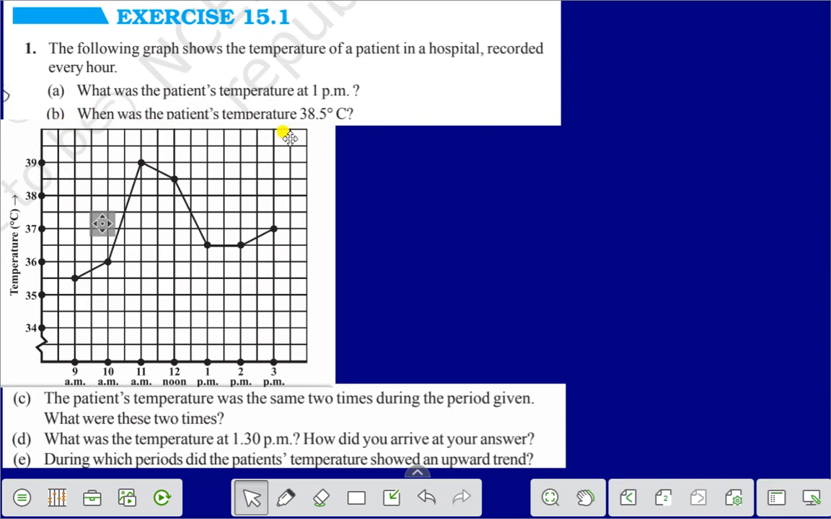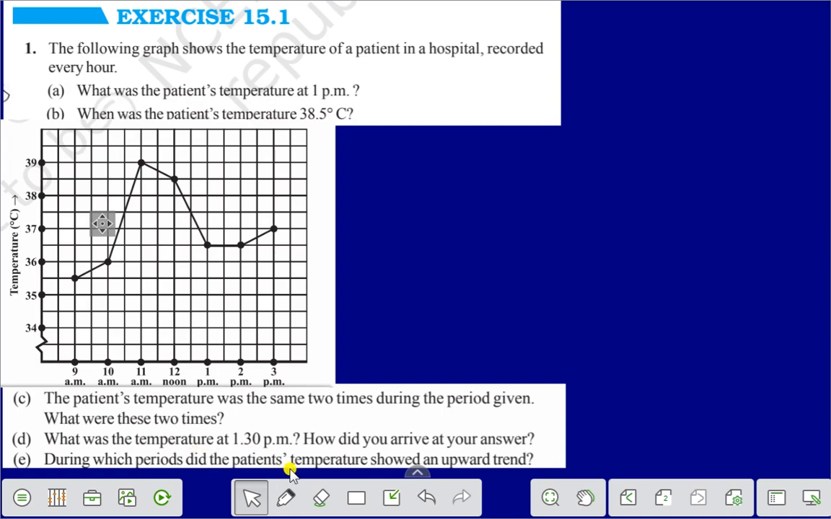When was the patient's temperature 38.5 degrees C? Question number C. The patient's temperature was the same two times during the period given. What are these two times? Question number D is what was the temperature at 1:30 p.m.? How did you arrive at your answer?